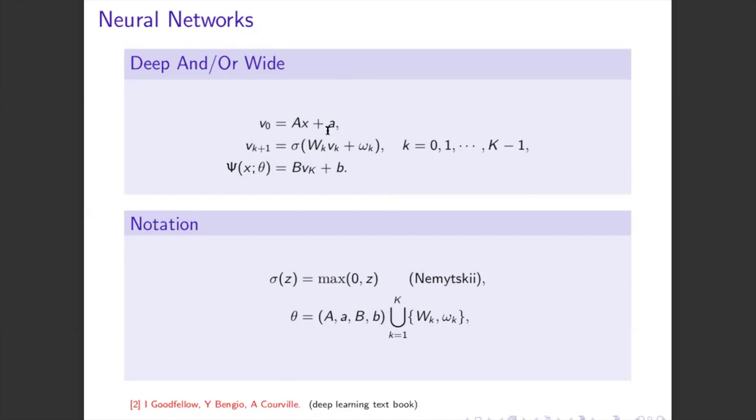Omega k, so the parameters, the a's, the b's, and the w's and the omegas are parameters to be chosen to make the mapping psi match data. That's the answer to the first question.